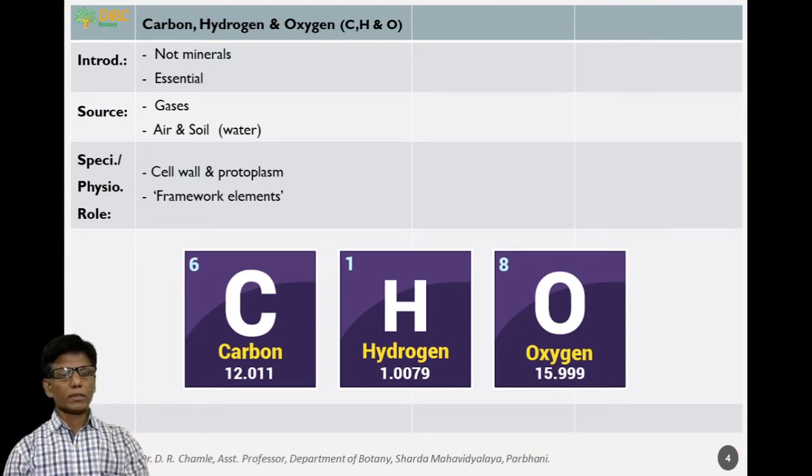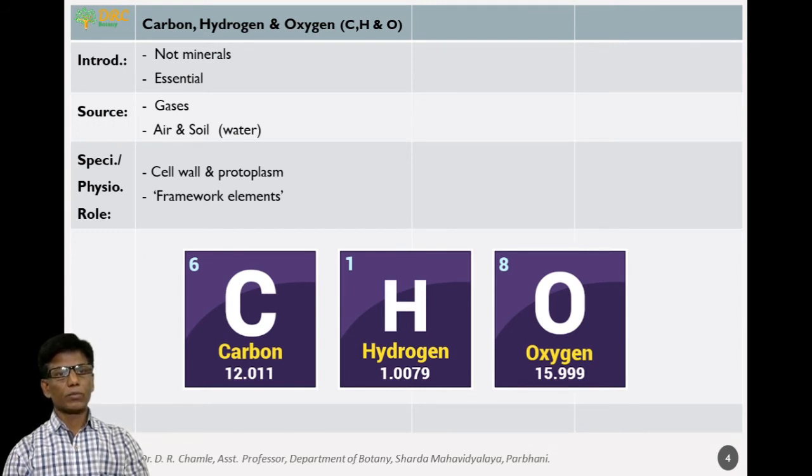In the plants, these elements play a very important role in the formation of cell wall and protoplasm. Hence, these elements are also known as framework elements. Actually, without these elements, life is not possible. Earlier, we have already seen that these are not minerals, hence we are not discussing them in detail.